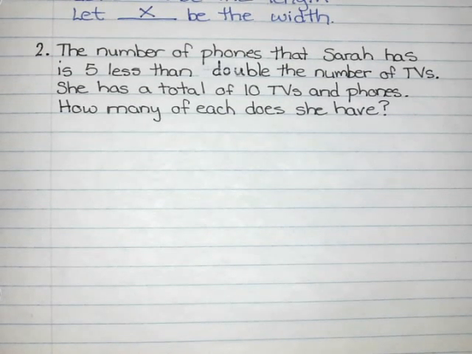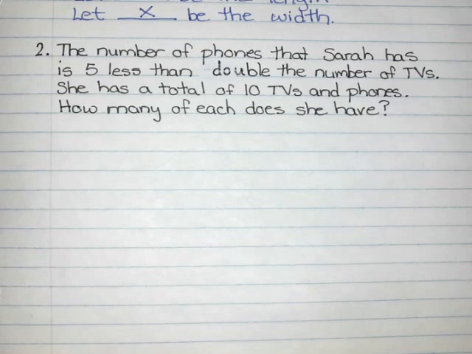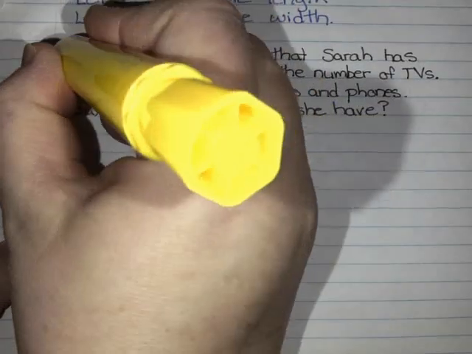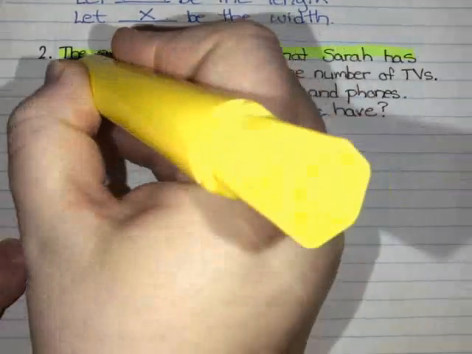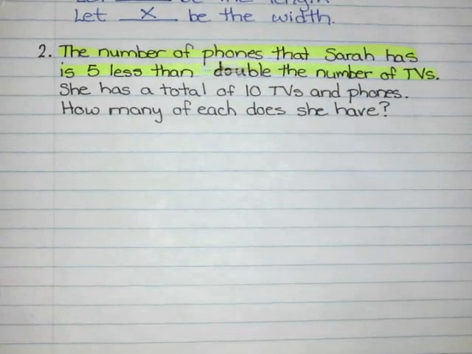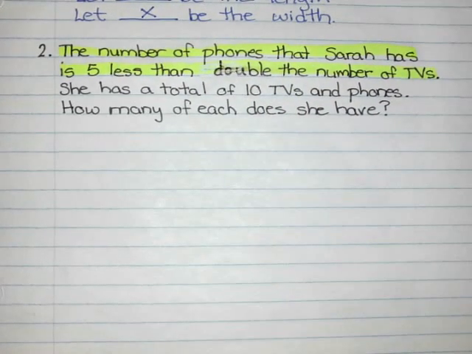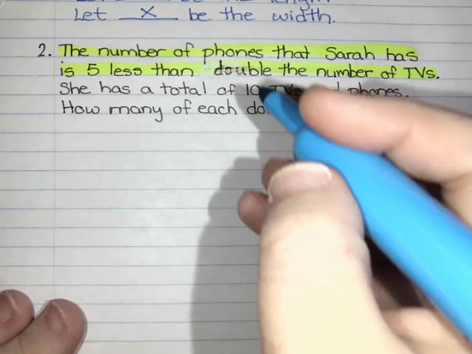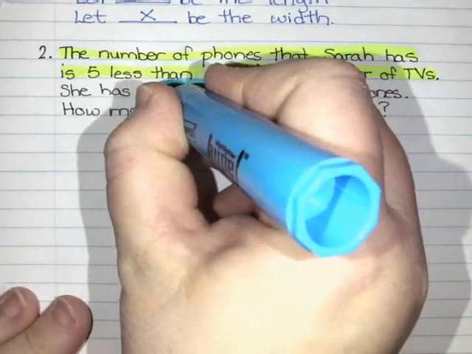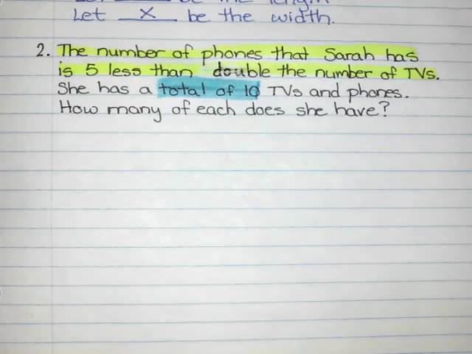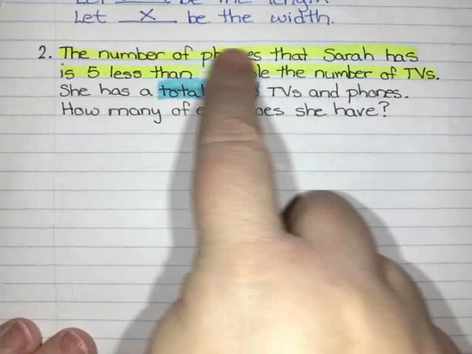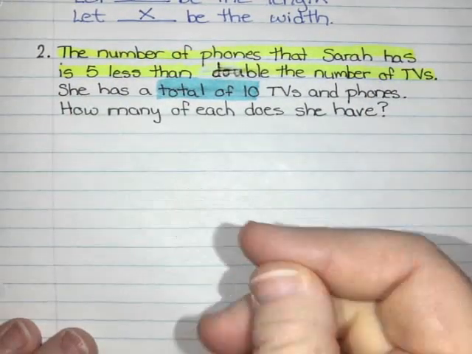So usually in a question, you're going to have something that is a comparison and something that is what we're going to build our equation out of. Often that's going to be a total of some sort. So the first sentence says, the number of phones that Sarah has is 5 less than double the number of TVs. That is my comparison sentence. We are comparing the number of phones and the number of TVs. And then it says, she has a total of 10 TVs and phones. This is telling me what those are going to add up to, which is something I can build an equation around. So the first one is just a sentence comparing phones and TVs, and then our second one here tells me an actual total.